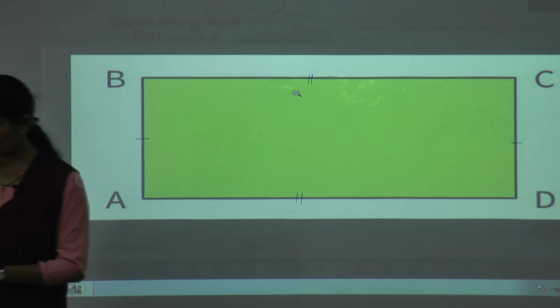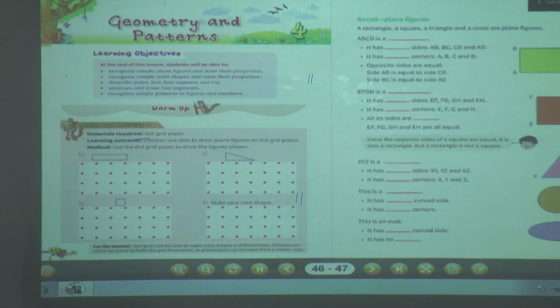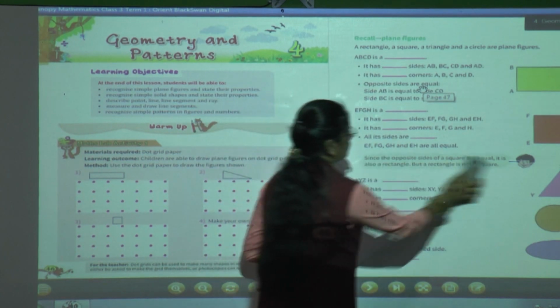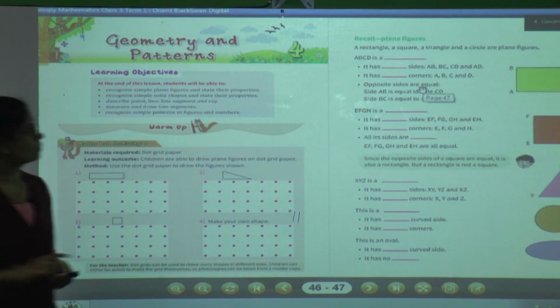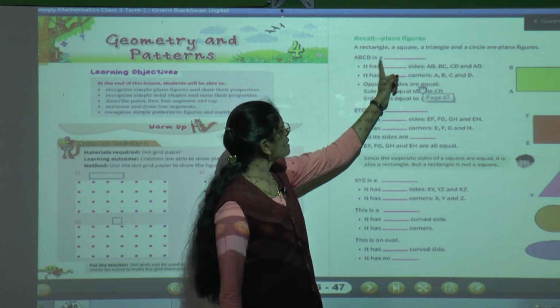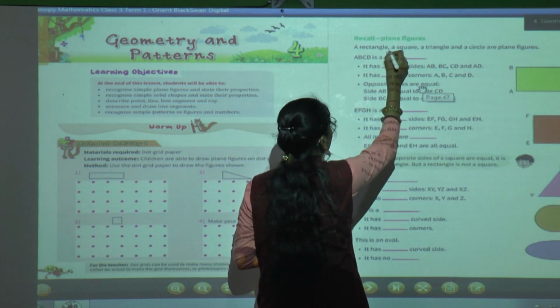Understood? Okay. Now you have to open your textbook and see, here some fill in the blanks are there. That fill in the blanks we will fill now. A rectangle has dash dash sides. Now here A, B, C, D, it is a rectangle. So I'll write here rectangle.